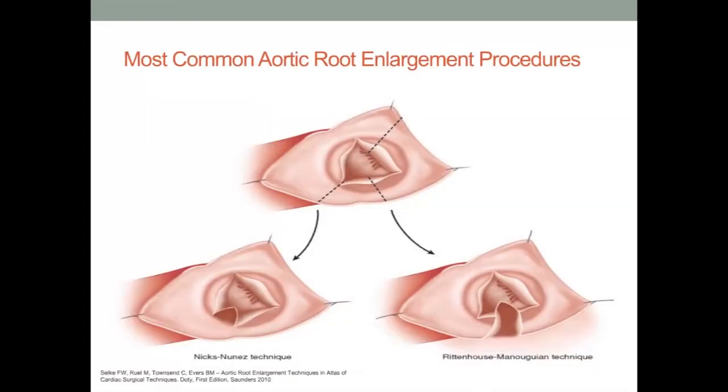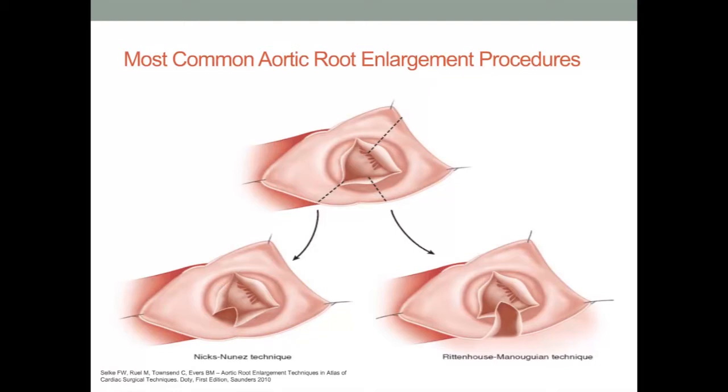Posterior enlargement of the aortic root is accomplished by either the Nix or Manougian techniques. The Nix method is a vertical incision through the commissure between the left coronary cusp and the non-coronary cusp, extending down into the interleaflet triangle. The Manougian method is a vertical incision through the mid-portion of the non-coronary sinus, through the aortic annulus and into the anterior leaflet of the mitral valve, and the roof of the left atrium.